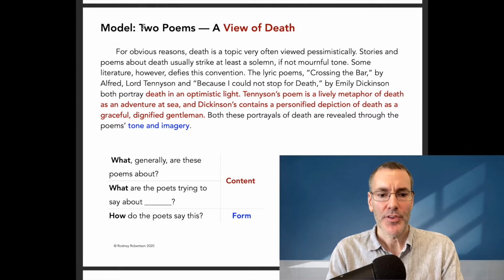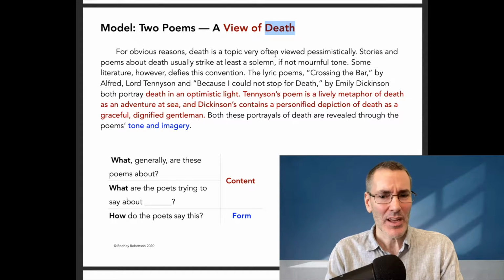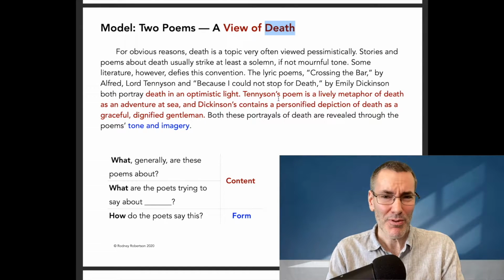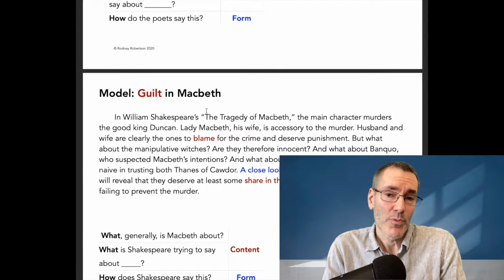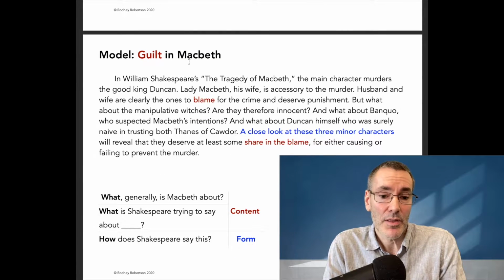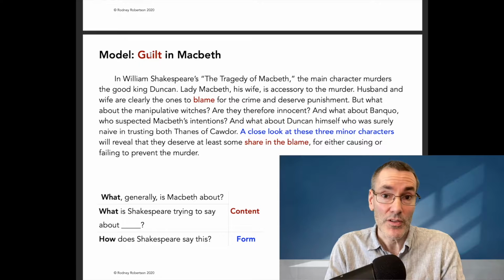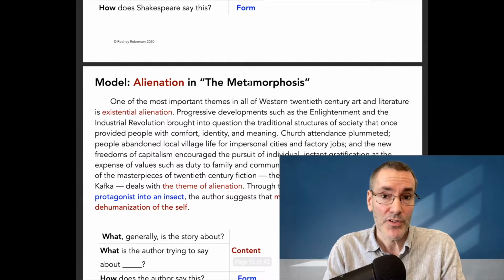The title of the first essay is 2 Poems, A View of Death. Now, you'll notice that right off the bat, the theme zone is indicated in the title. I can't say that that's 100% true all the time, but probably it's true for these ones. Guilt is the theme zone. Macbeth is about a lot of things. What do you, as an essay writer, want to say about Macbeth? Well, I want to focus on the guilt because I found that interesting. Metamorphosis is about several things, but obviously it's about the alienation.